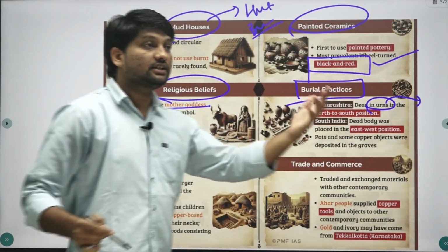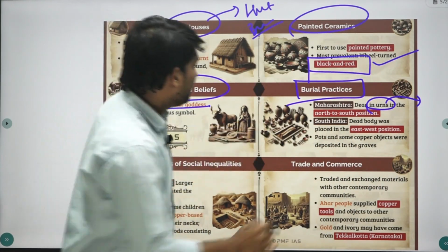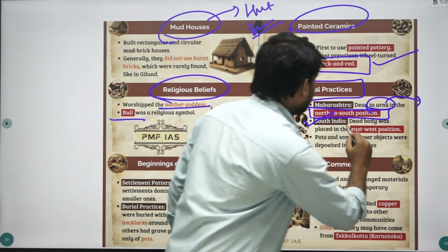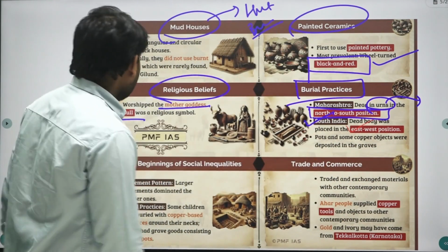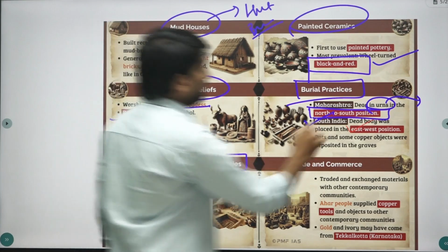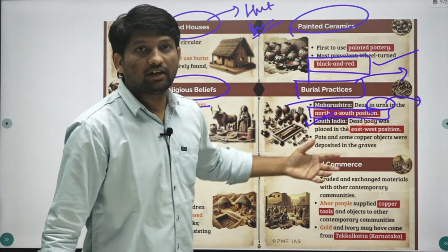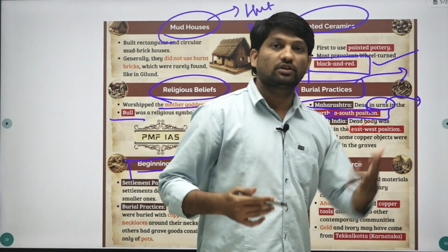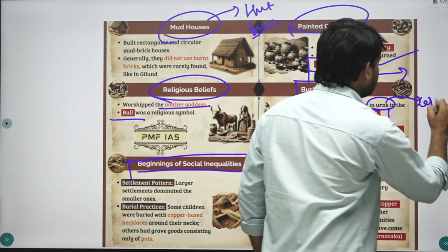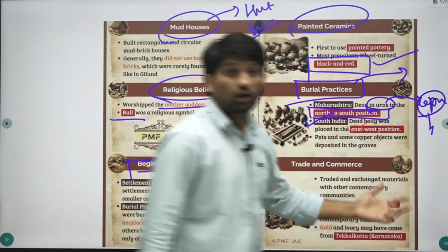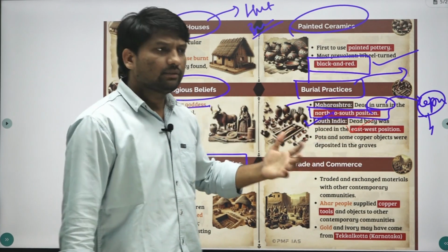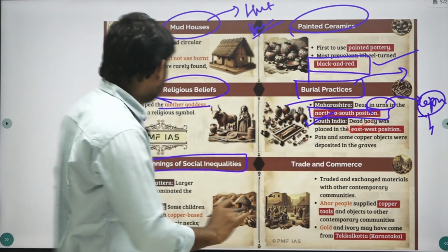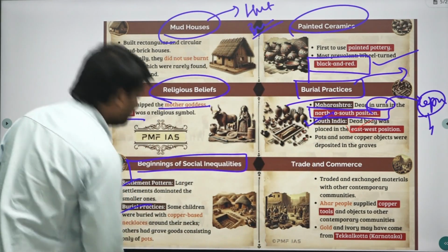If you consider Western India, like Maharashtra, they buried in a north-south position. But if you consider Southern India, they buried in an east-west position. Along with the body in the urn, they sometimes placed copper implements or other objects. Sometimes these copper objects are excessive, sometimes there may not be any copper object.